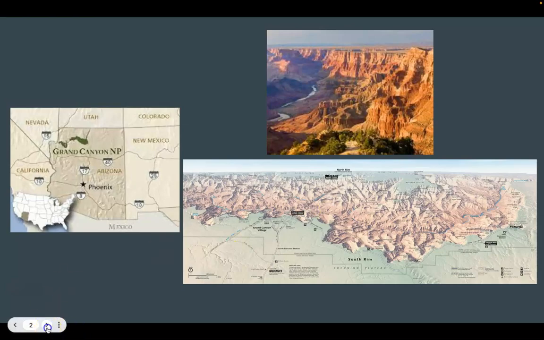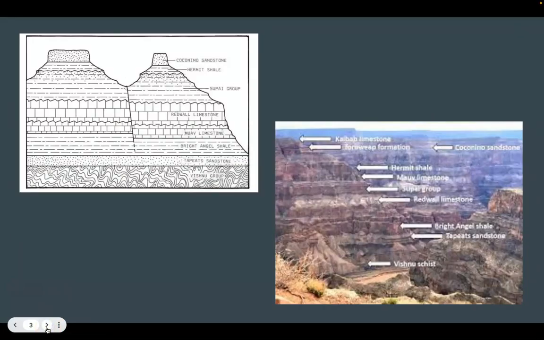and in real life. The next thing that we're going to talk about is the rock types that were found in the Grand Canyon National Park. So if you look here to this black and white image, you can see the different rock layers that formed, the striations that formed. There are many different rocks here, including Coconino sandstone, Hermit Shale, Supai Group, Redwall Limestone, Mauve Limestone, Bright Angel Shale, Teapot Sandstone, and the Vishnu Group. And if you look over here, it just breaks it down in a more realistic form.